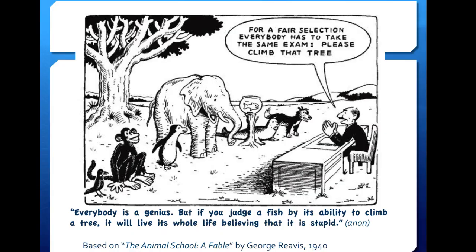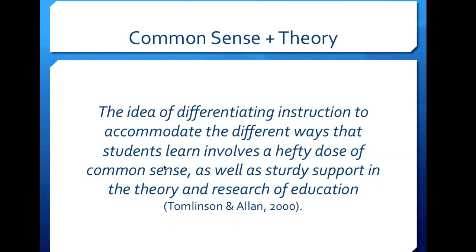So we're talking about equity again. For a fair selection, everybody has to take the same exam. Please climb that tree. And of course, not everybody can, right? Everybody's a genius, but if you judge a fish by its ability to climb a tree, it will live its whole life believing that it's stupid. So that's why you're doing differentiation. That's why you're doing UDL. That's why you're making accommodations for ELs.